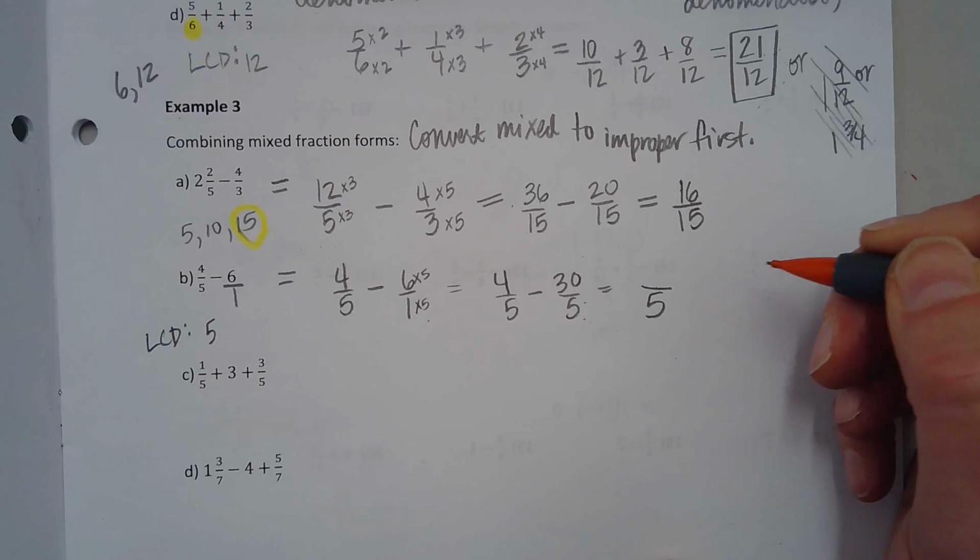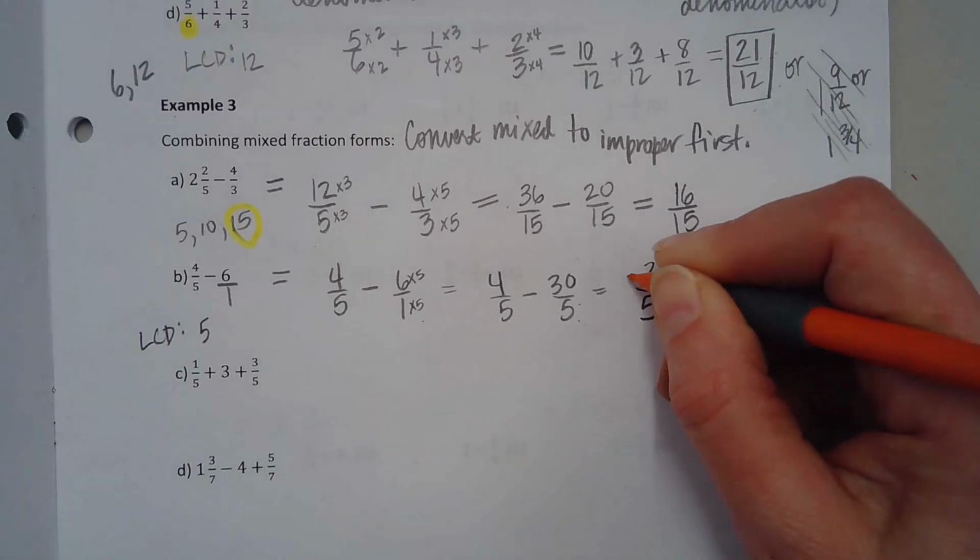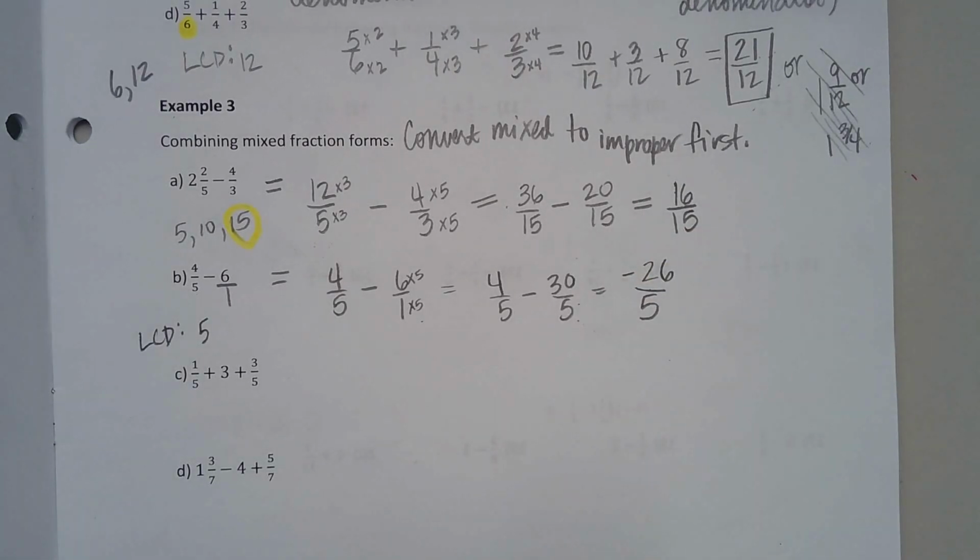Once you get your common denominator for combining, it's locked in, right? When you're combining fractions, I have a positive 4, a negative 30. Positive 4, negative 30, different signs. So 30 minus 4 is 26. And I have more negatives than positives, so it's going to be a negative 26/5. Okay. All right, nothing new to tell you for C, so I'm going to let you attempt that on your own.